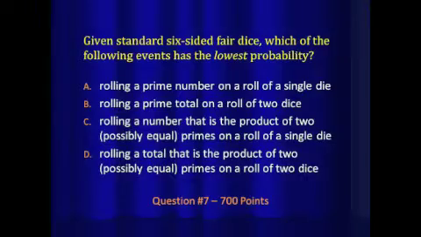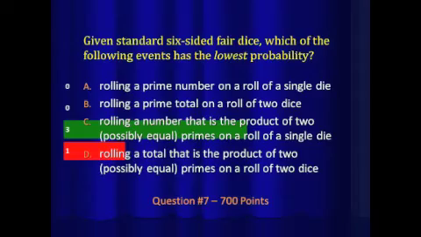All right, here we go. For 700 points. Given standard 6-sided fair dice, which of the following events has the lowest probability? Is it A, rolling a prime number on a roll of a single die? B, rolling a prime total, so the total showing on the top would be a prime number, on a roll of 2 dice. C, rolling a number that is the product of 2 possibly equal primes on a roll of a single die. Or D, rolling a total that is the product of 2 possibly equal primes on a roll of 2 dice.